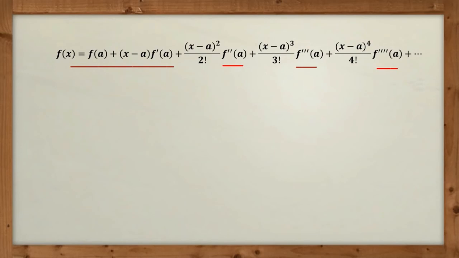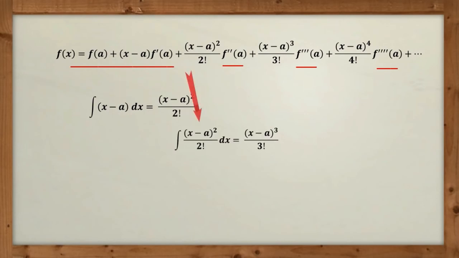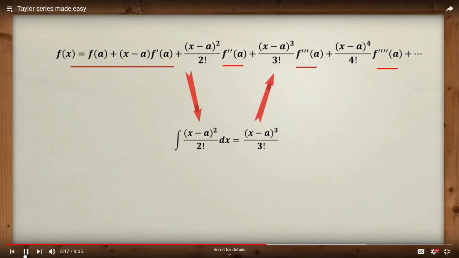The expressions that are before derivatives are linked by the process of integration. So we know the first one, x minus a. If we integrate that with respect to x, then we get x minus a squared divided by 2 factorial. And that's the expression that we should put in front of the second derivative. We then integrate again. So we integrate x minus a squared divided by 2 factorial with respect to x. We get x minus a cubed on 3. So this just tells you how to memorize the terms or how to derive them yourself.